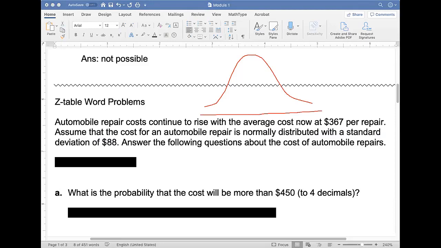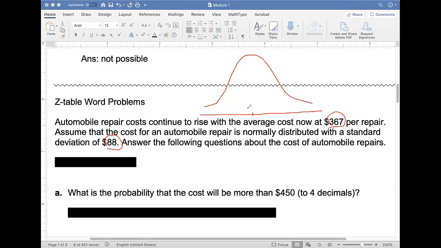I'm going to label it out here. So this is going to represent the cost of a car repair. We know it's going to be a normal curve. That's what the question says. And do we know what the mean and the standard deviation are? Yes, the mean is 367 and the standard deviation is 88, right? This is great.